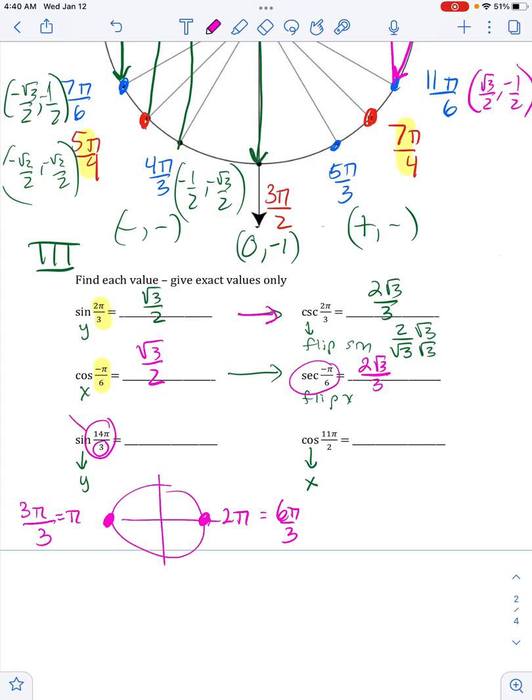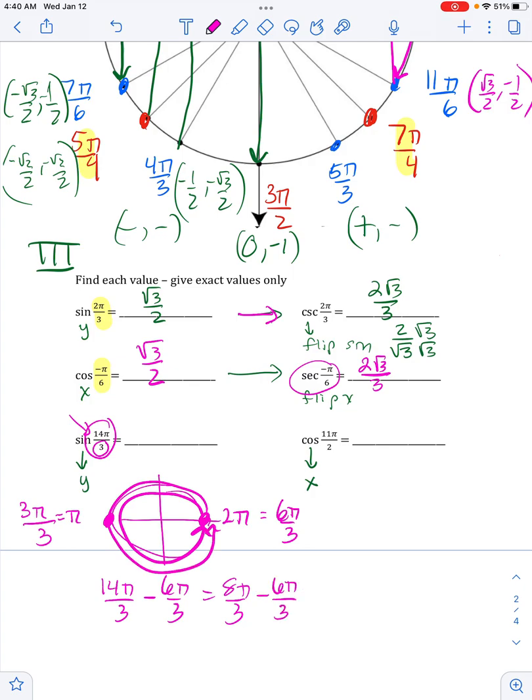So the reason that's helpful to me is now I can go, okay, I'm starting at 14 pi over 3. One time around the circle is going to take away 6 of those. But now I'm at 8 pi thirds. So I can go around again a second time, and then I've used up 6 pi thirds again, because every trip around the circle is 6 pi thirds, which is equivalent to 2 pi.